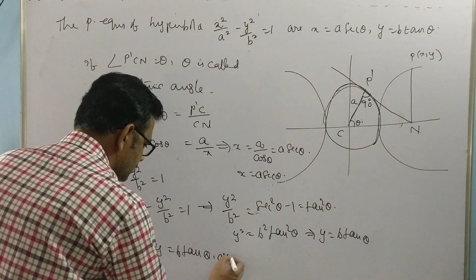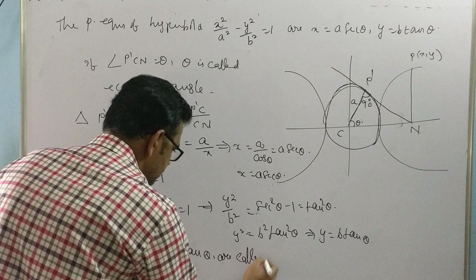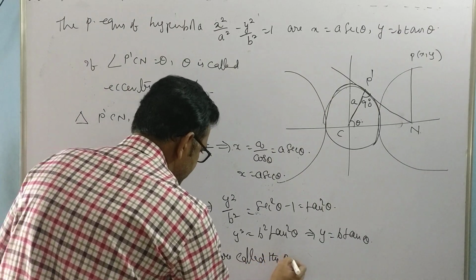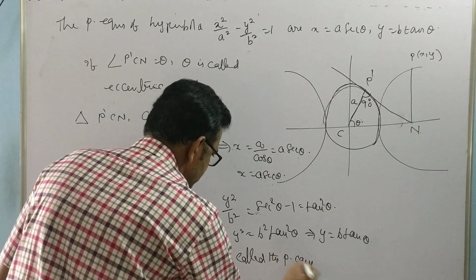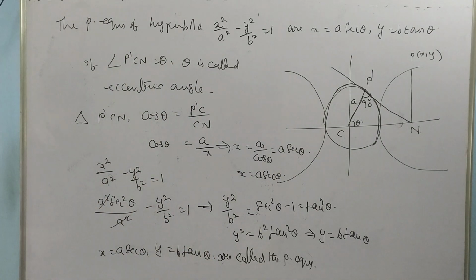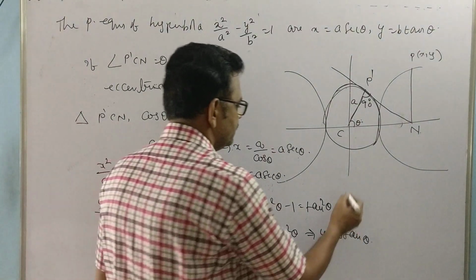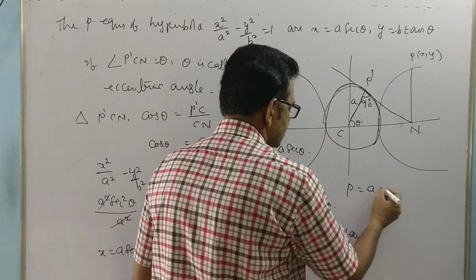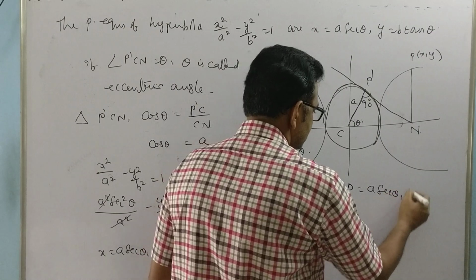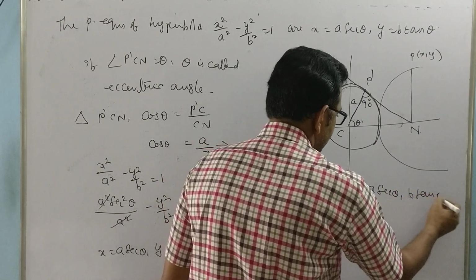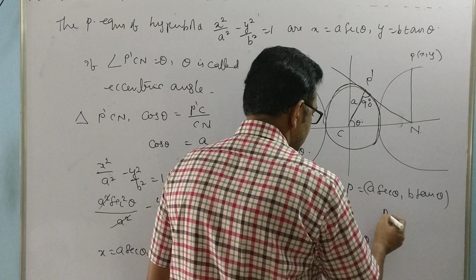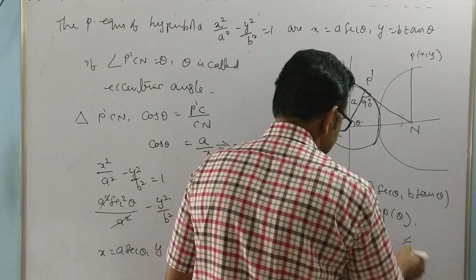These are called the parametric equations. And the parametric coordinates mean what? These are the parametric coordinates: a secant theta, comma, b tan theta. Simply, it is denoted by P theta.